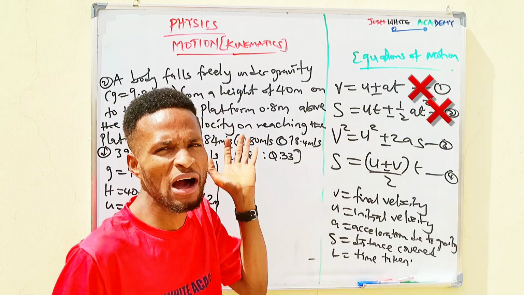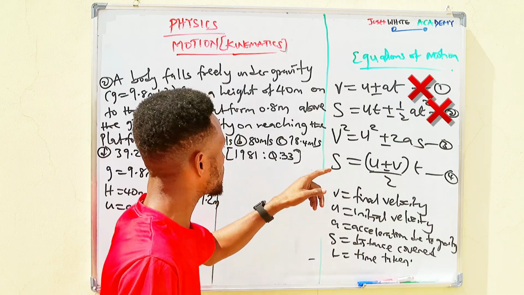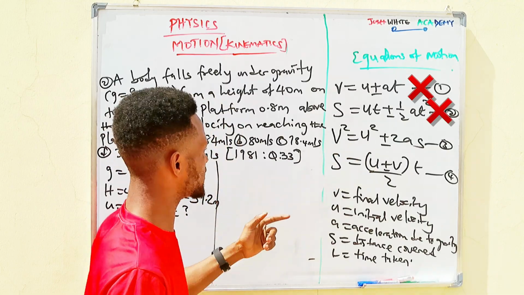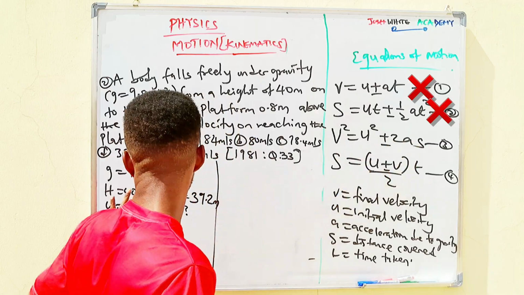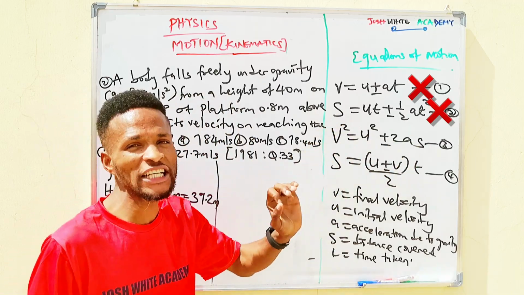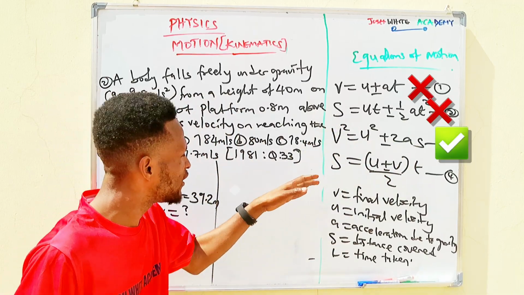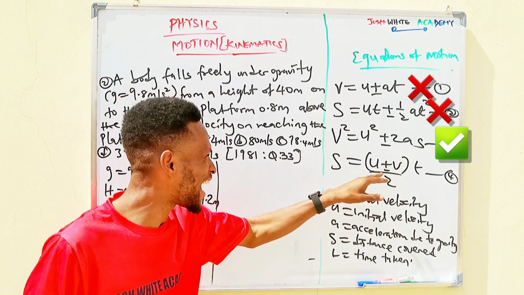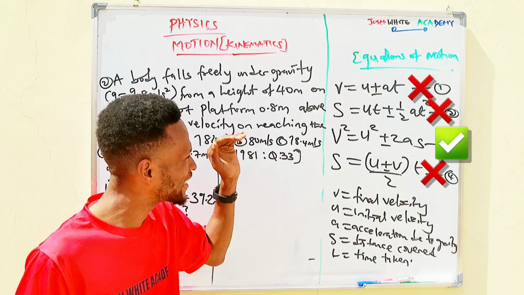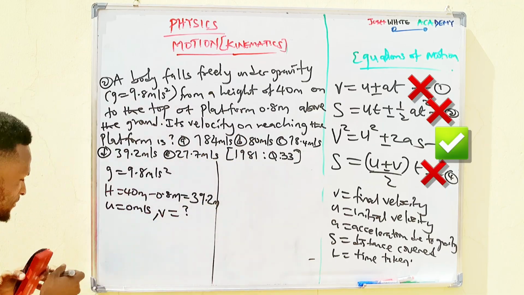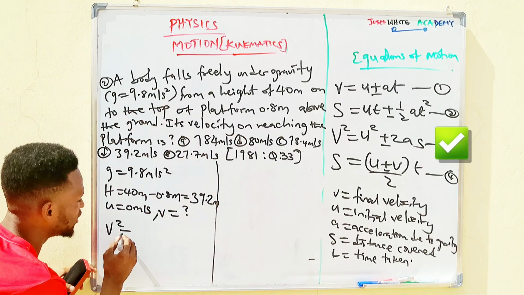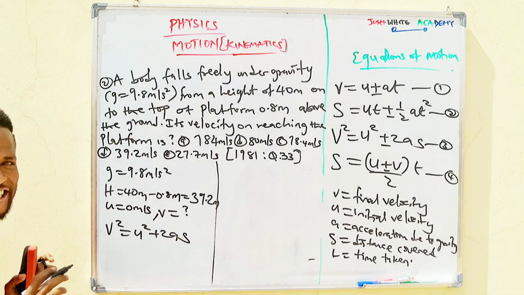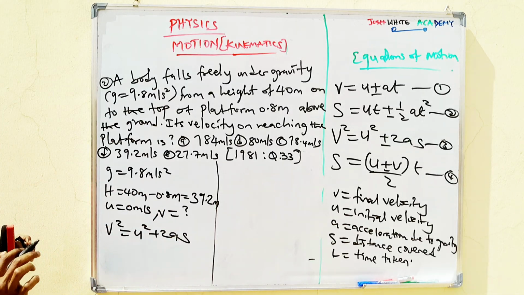So number 2 is out of it. Number 3, there is final velocity, yes, there is initial velocity, yes, there is acceleration, and there is height. You see it? The equation 3 best suits our data. Equation 4, you see there is no gravity, so this is out. So our best suitable formula is equation 3. That's V square is equals to U square plus 2AS. Remember, our A is g and our S is h.